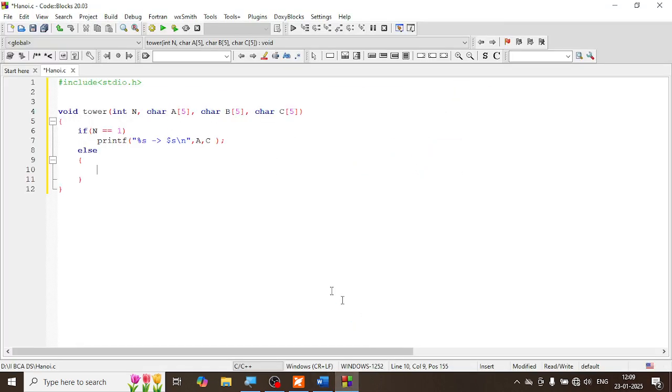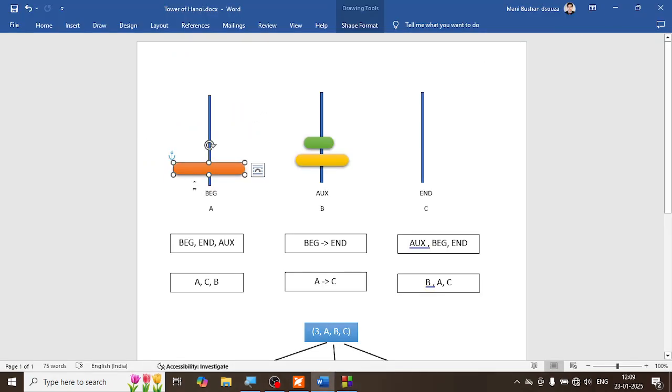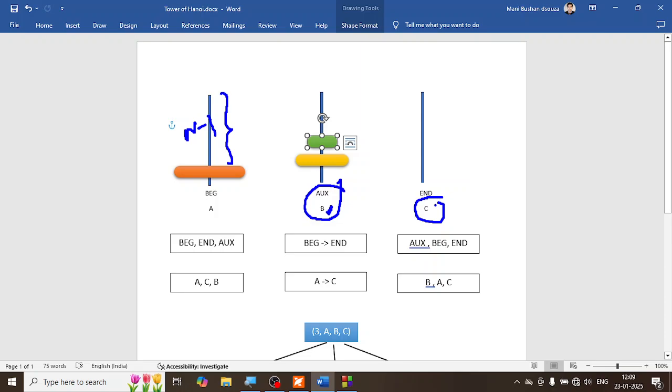What was the first solution? If you have only one disk, just move it from the source to the destination. So this is what you are going to do. Leave the last one, remove the remaining n minus 1 disks. There may be many disks. Move all the n minus 1 disks to the auxiliary location. What is the name of this auxiliary location? This one. Okay, using the C. So this is what you are supposed to do.